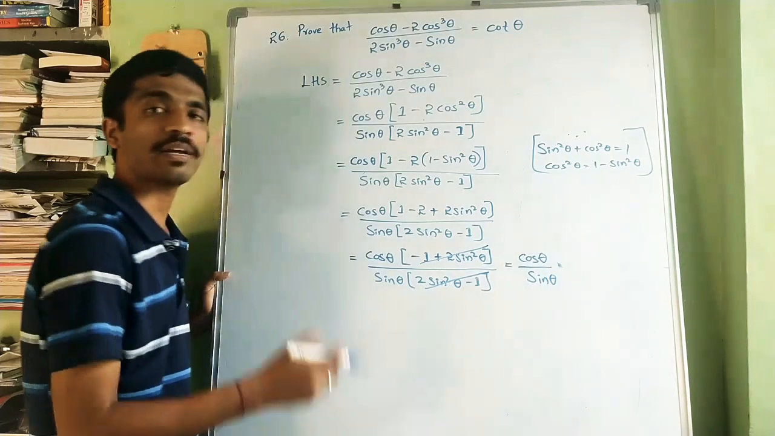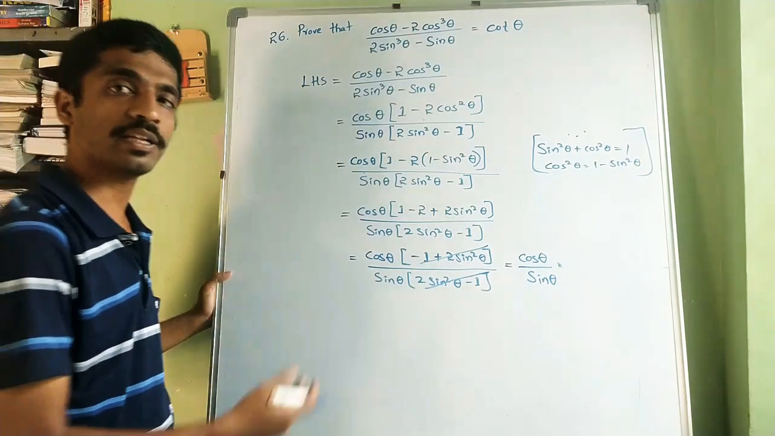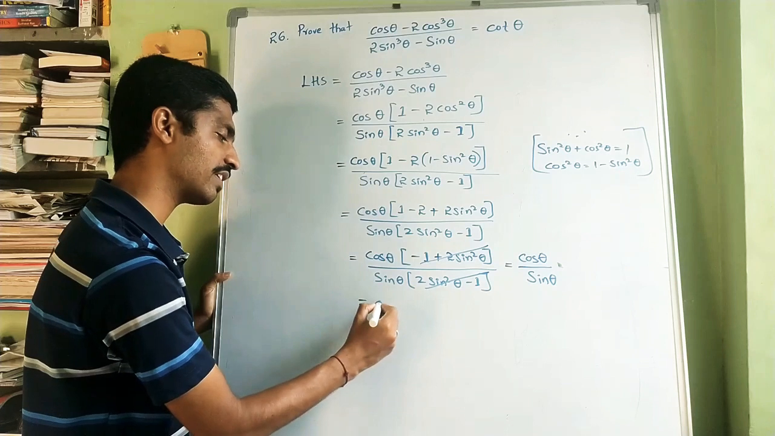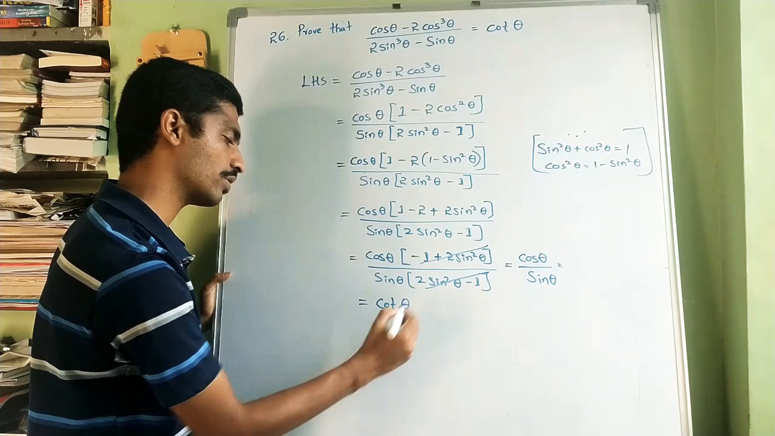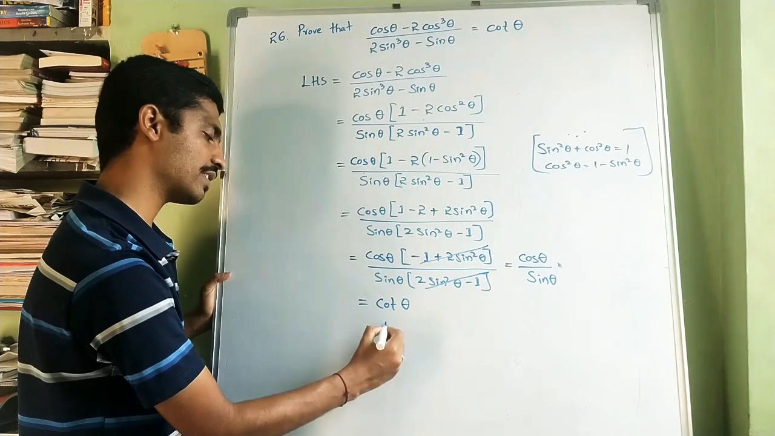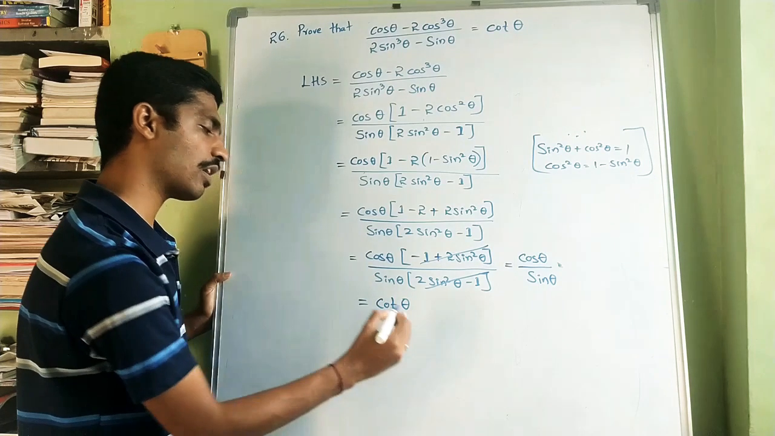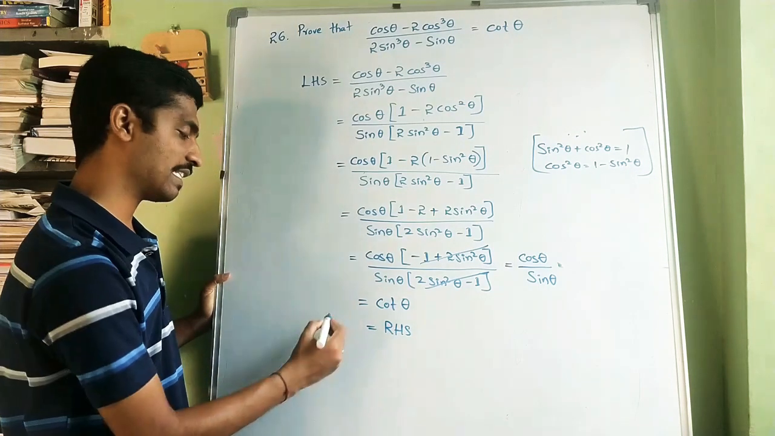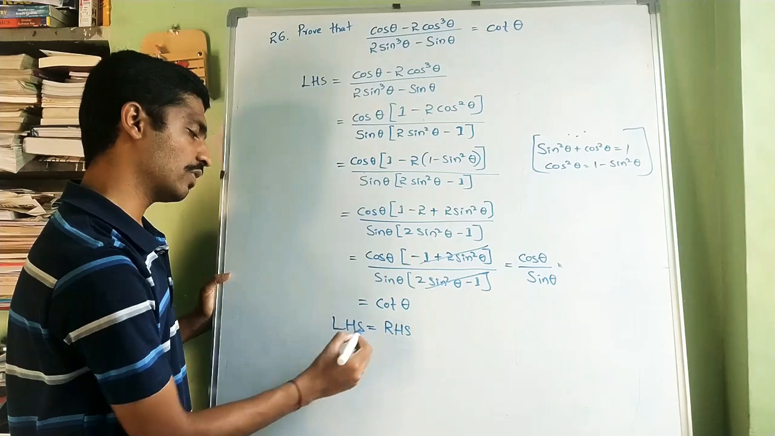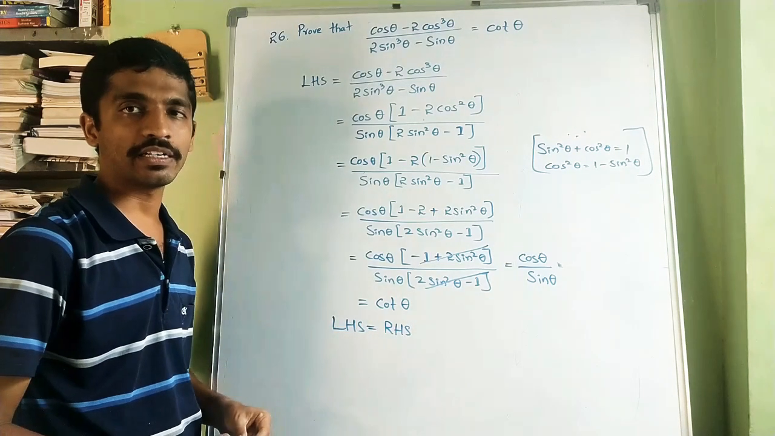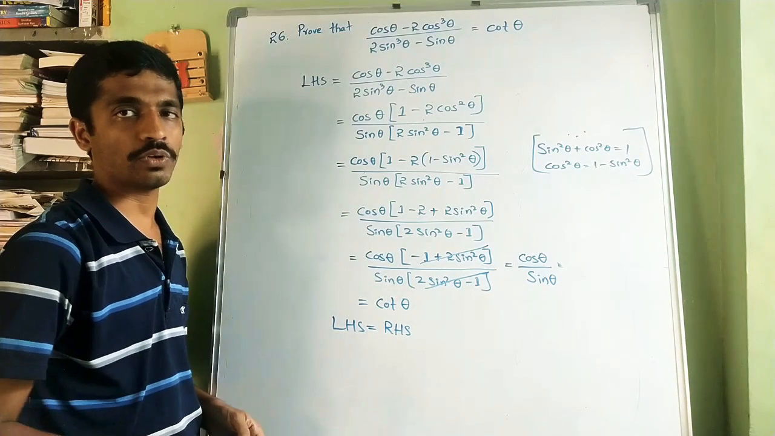So cos theta by sin theta is nothing but our cot theta. So cot theta is on our right hand side. We took the LHS, so LHS equal to RHS. So like this you have to solve.